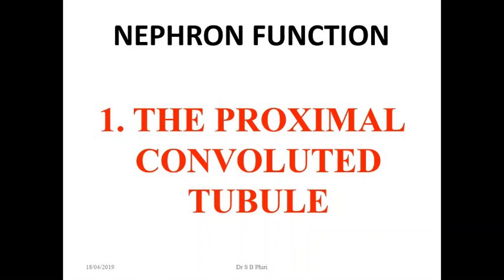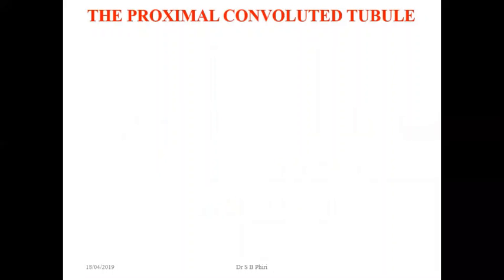So it starts from here. You need to understand here. Okay? So if I'm very fast, you need to slow me down. If you're not getting what I'm saying, you need to slow me down. Otherwise, you'll be losing out. Nevertheless, we continue. So now let's look at the major functions of the proximal convoluted tubules.